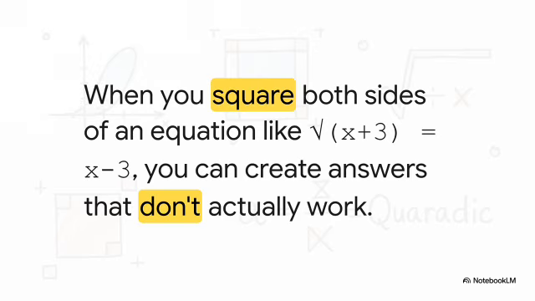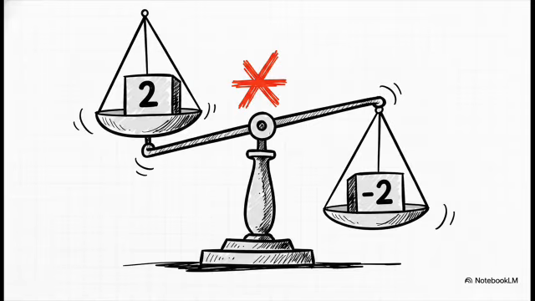But here's the catch. When you do that and solve the resulting quadratic, you might find two answers, like x equals 1 and x equals 6. But are they both actually correct? Let's find out. We have to check by plugging our answers back into the original equation. Let's try x equals 1. The left side becomes the square root of 4, which is 2. The right side becomes 1 minus 3, which is negative 2. Uh-oh, 2 does not equal negative 2. This means x equals 1 is a false solution. It's an answer that we accidentally created along the way.